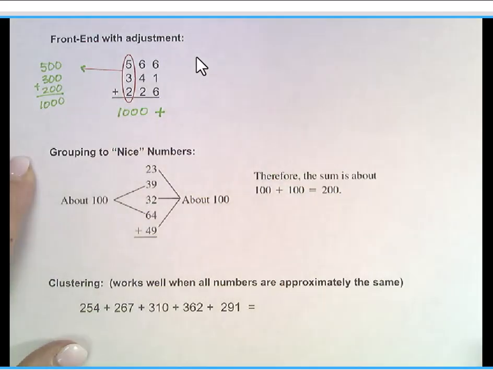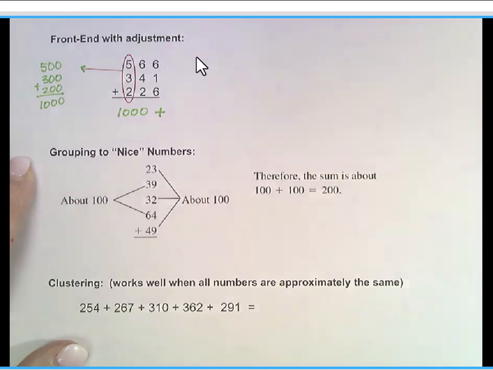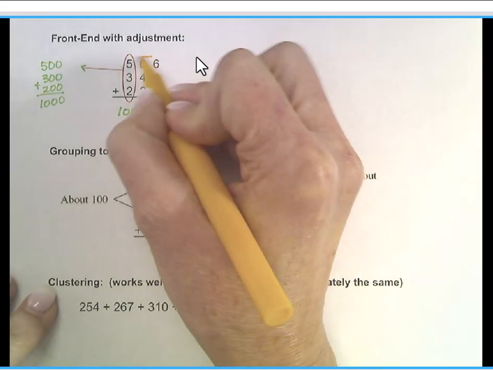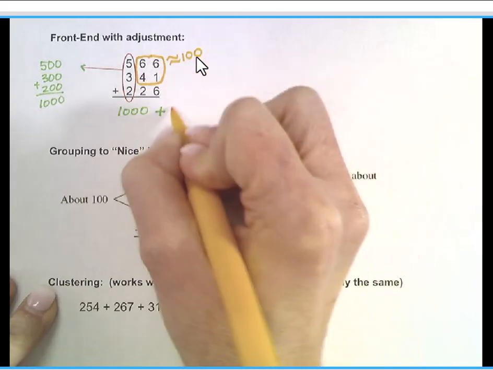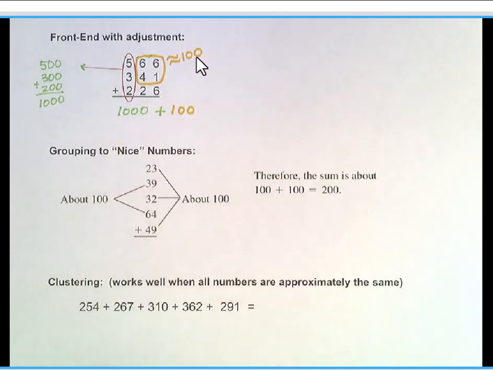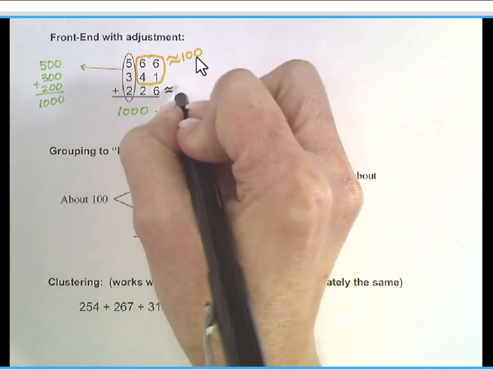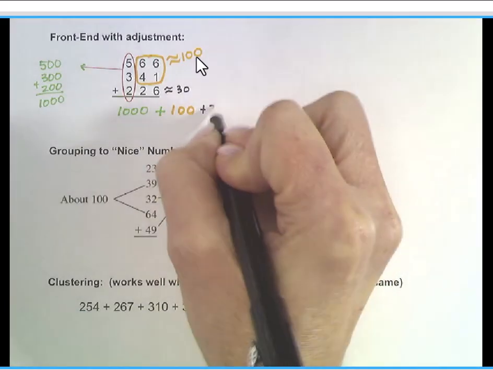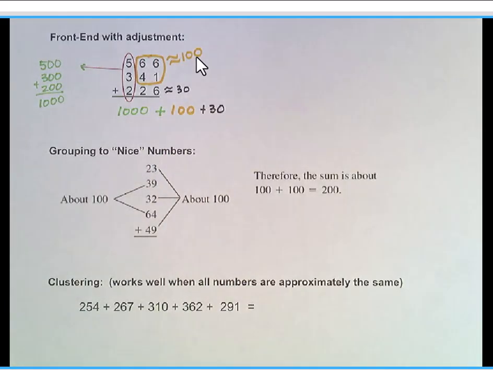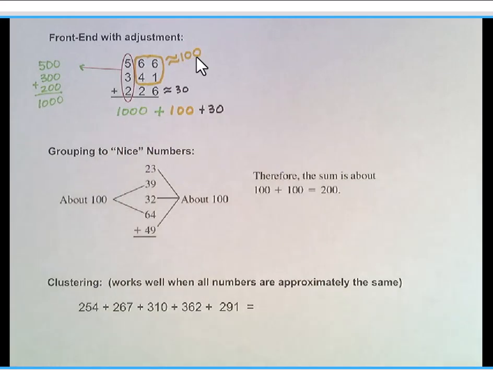Plus, now we're going to look at what's left. We have a 66, a 41, and a 26. And I could look at these and go, well, you know what? 60 and 40, that's pretty close to 100. So I'll call that 100. And then that 26, I'll call it 30. I'm just trying to use nice numbers, right? I don't want to have to think too hard when I add these together. If you can't do this result in your head, you didn't round good enough. Like, round more to make the math easier.